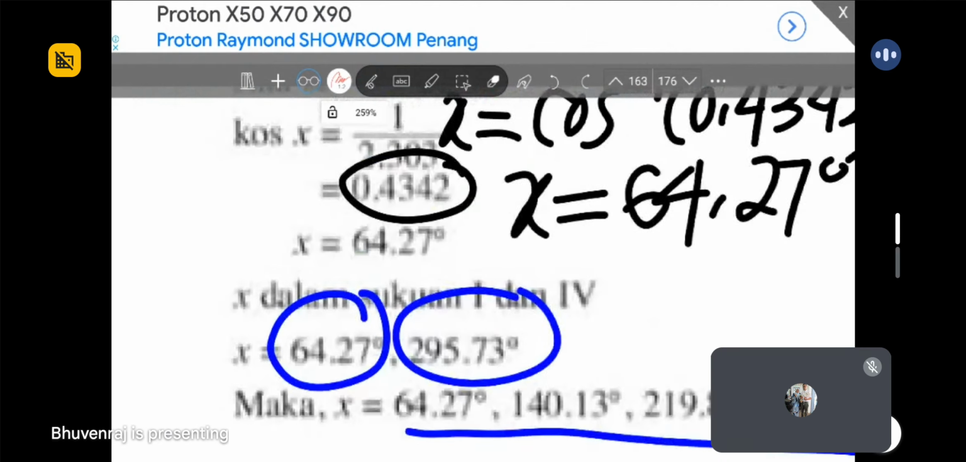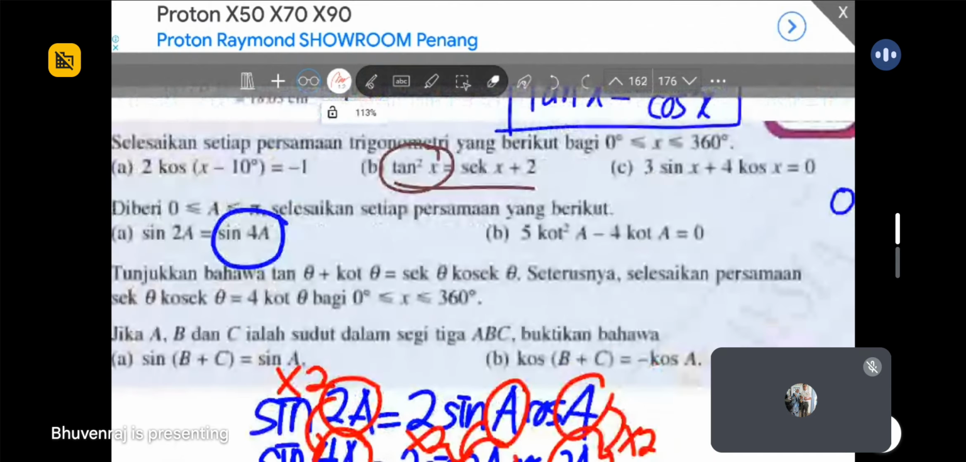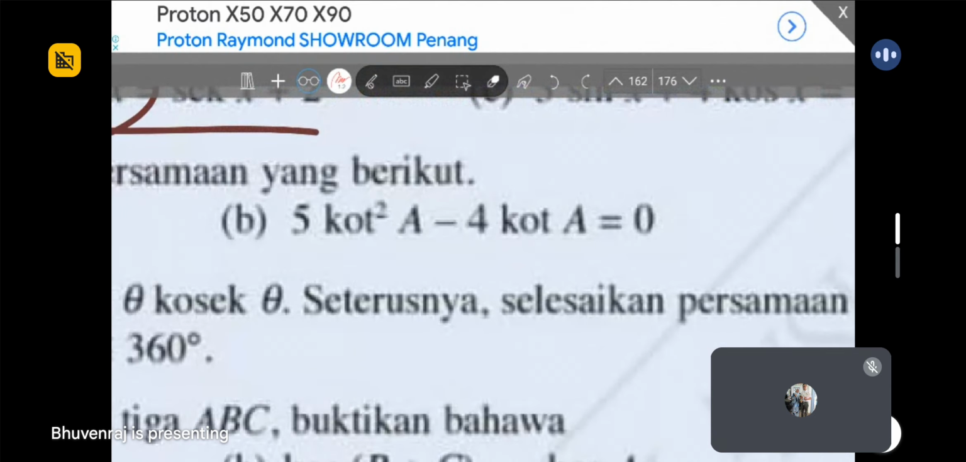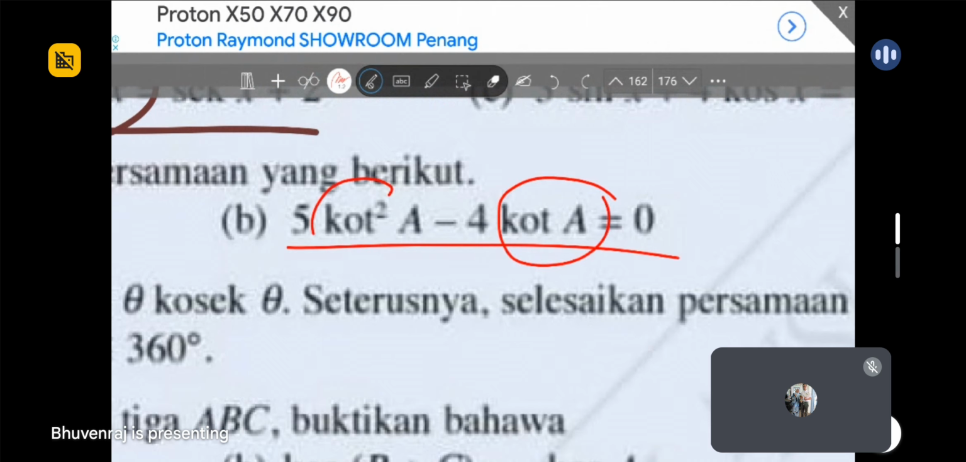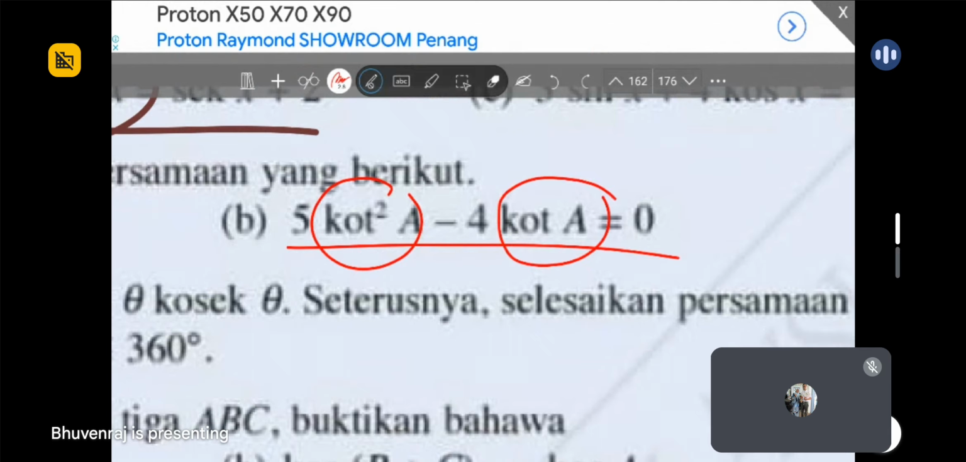The next question, question 2B. They ask you to solve this, guys. This one is very easy. You can see that this is already a quadratic equation, persamaan quadratic. Always check that your equation is in one term only. Kena dalam satu sebutan saja. Then only you can solve. You can see here is only cotangent A, so you can solve it.